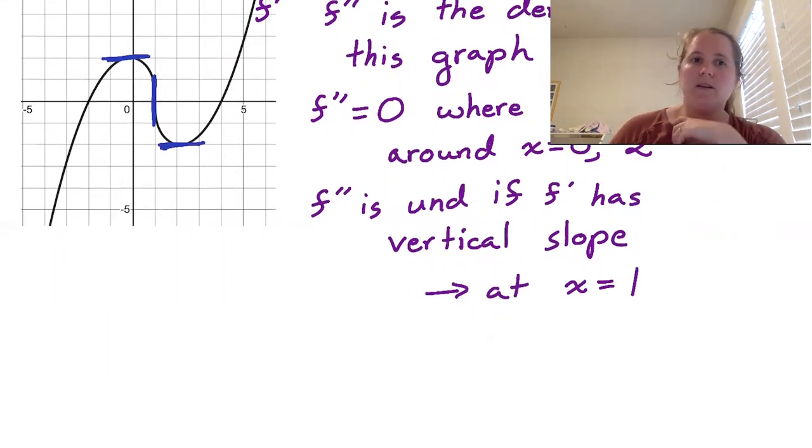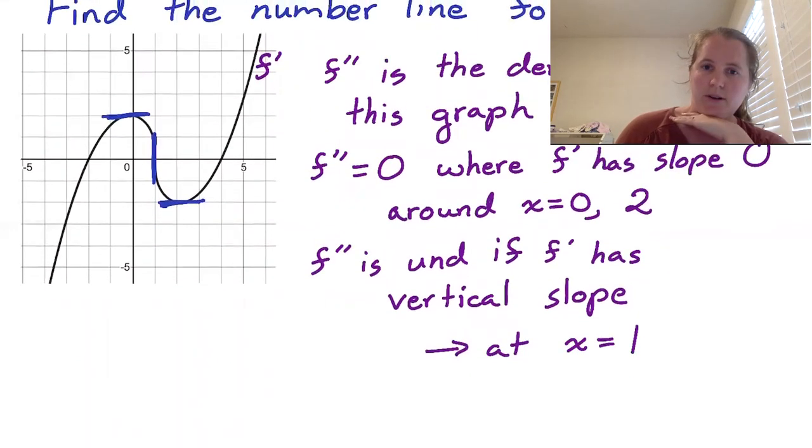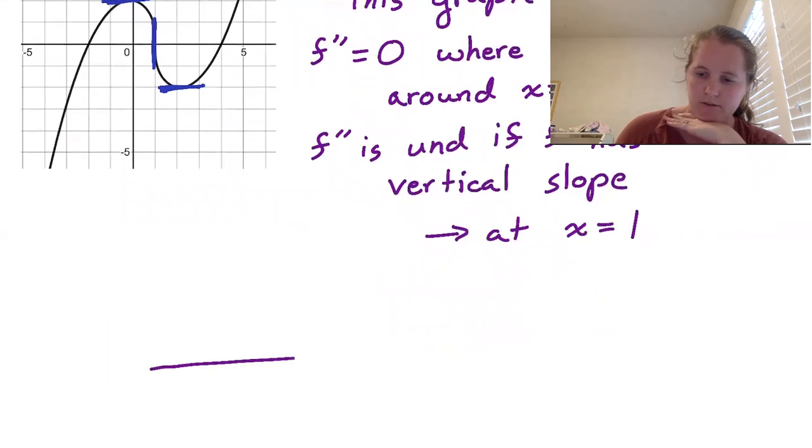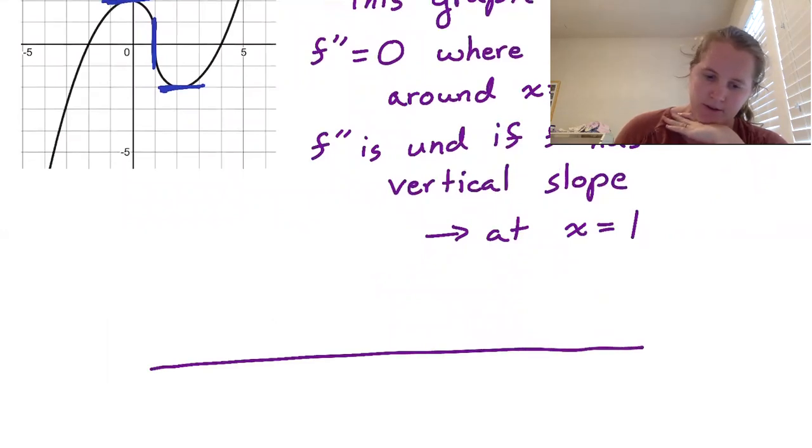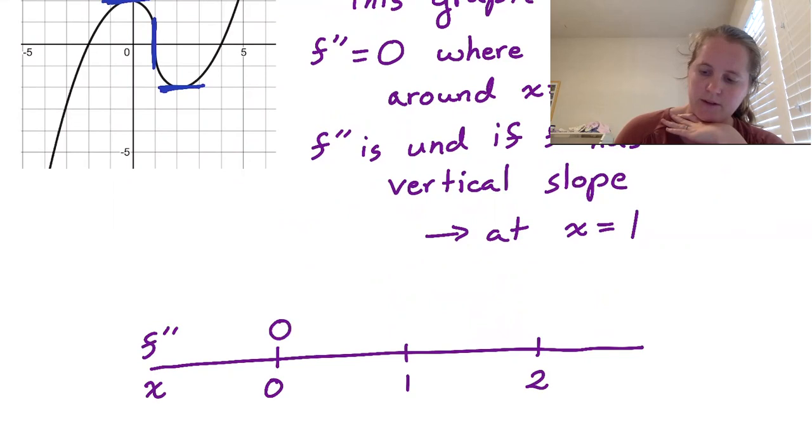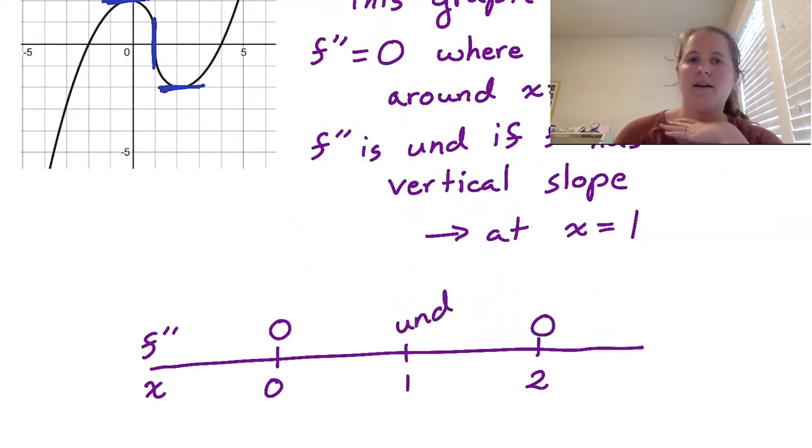So if we study our number line, what we're looking for, we have 0, 1, and 2 as our points of interest. And the second derivative is equal to 0 at 0 and 2, and it appears to be undefined at x equals 1.